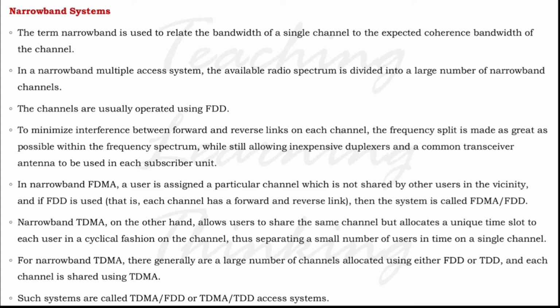Narrowband TDMA, on the other hand, allows users to share the same channel but allocates a unique time slot to each user in a cyclical fashion on the channel, thus separating a small number of users in time on a single channel. In narrowband TDMA, there are generally a large number of channels allocated using either FDD or TDD, and each channel is shared using TDMA. Such systems are called TDMA/FDD or TDMA/TDD access systems. This way we can represent each narrowband system.